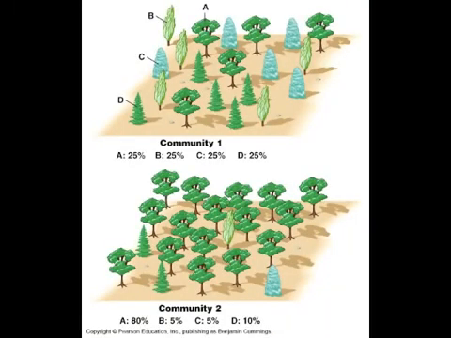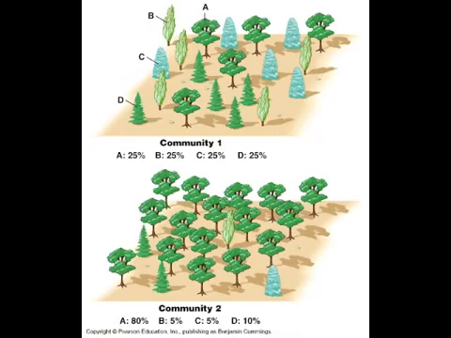To determine species evenness, we need to count the number of individuals in each species. We want to figure out relative abundance. How common is each species? In Community 1, there are 4 species, A, B, C, and D. If we count up the number of individuals of species A, we find that it represents 25% of the total number of individuals in the community. The same is true for species B, species C, and species D. Each represents 25% of all the individuals in the community. Since all of the species are represented equally, this gives the community high evenness.